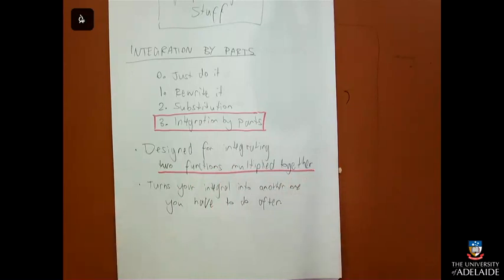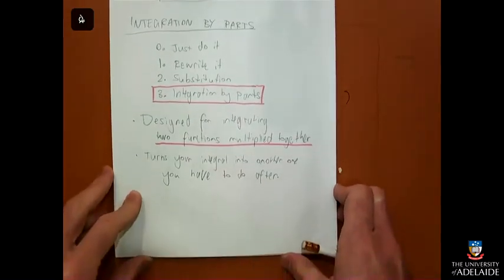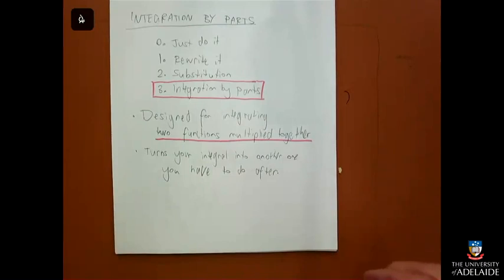So it turns your integral into another one that you have to do afterwards. That's an important thing to consider, because you have to know how to do that integral after you've done the integration by parts. If when you do the integration by parts you get another integral that you still don't know how to do, then you've wasted everybody's time. Okay, so they're just some thoughts about it.